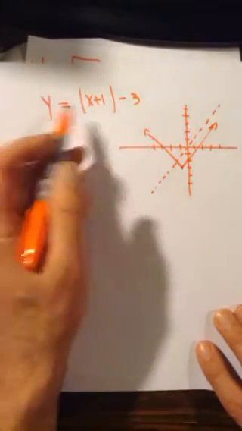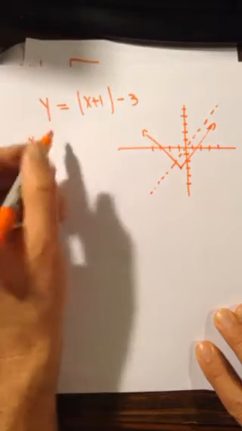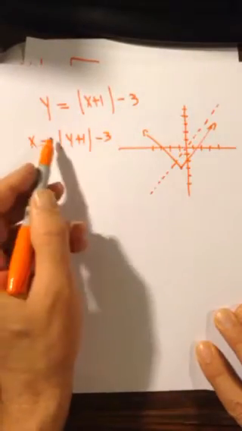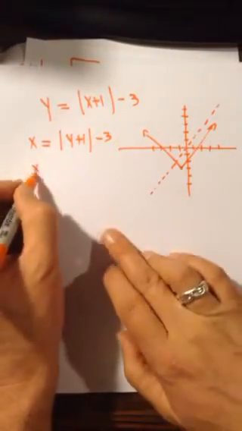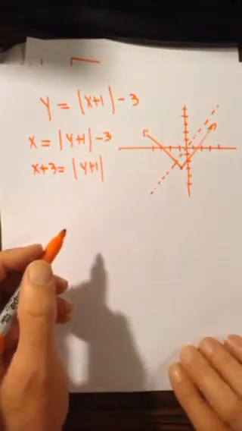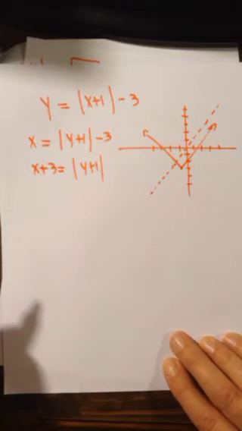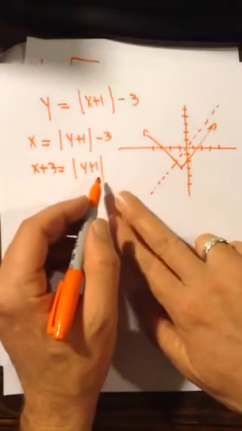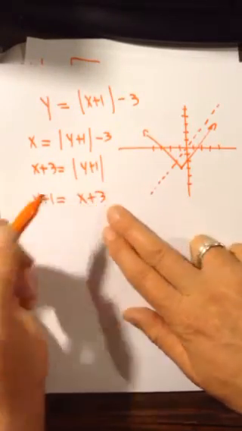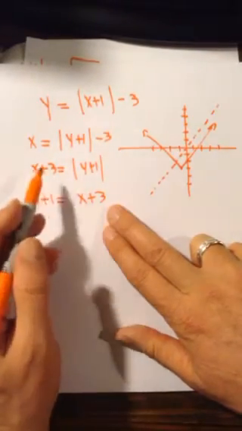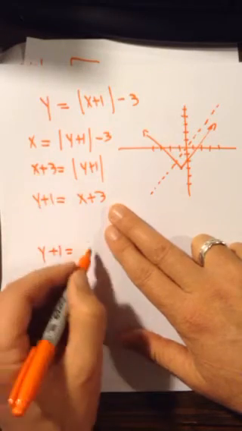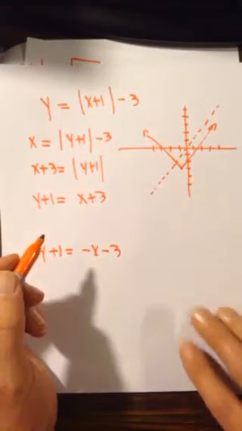So as we did before, we're going to flip x and y. So I'm going to say x equals absolute value of y plus 1 minus 3. Okay? I'm going to add that 3 over. I'm going to say x plus 3 equals the absolute value of y plus 1. Now, with any absolute value equation, we're going to have two different possibilities. So what I'm going to do first is say y plus 1 is equal to x plus 3. But the other possibility is equal to the opposite of this side. So I'm also going to have y plus 1 is equal to negative x minus 3. And I'm going to solve these out.